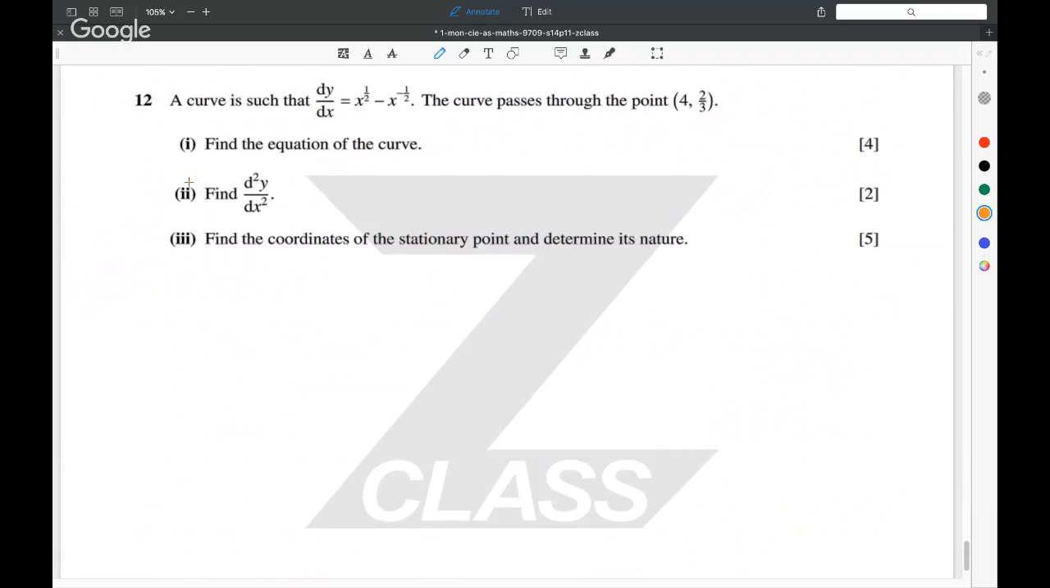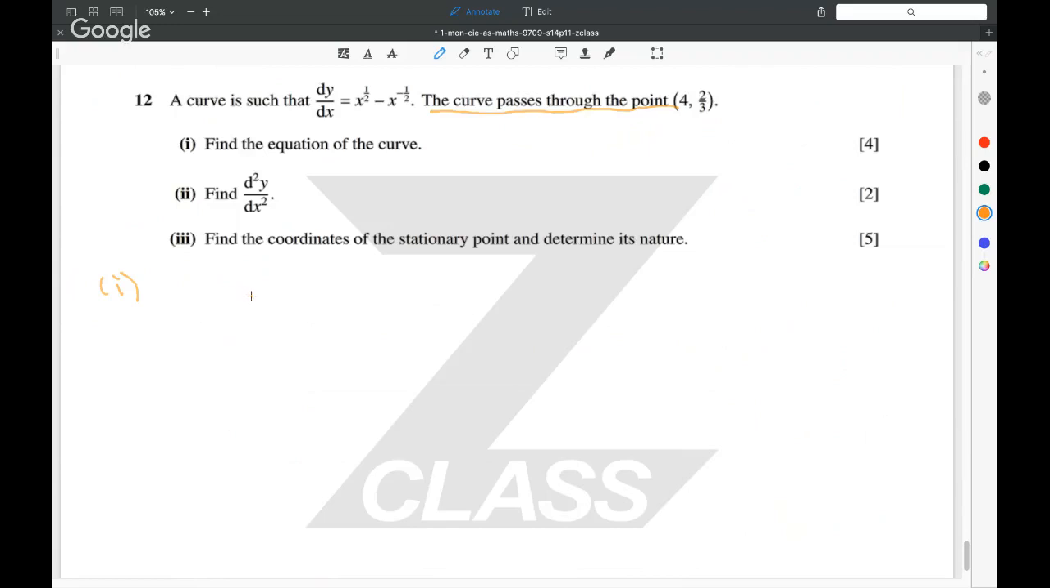So for question 12, a curve is such that its derivative is given by x to the power of half minus x to the power of minus half. And we're given that the curve passes through the point 4, 2/3. And the first question is asking us to find the equation of the curve. It's equivalent to a first order differential equation.